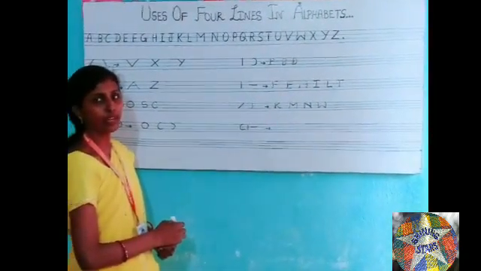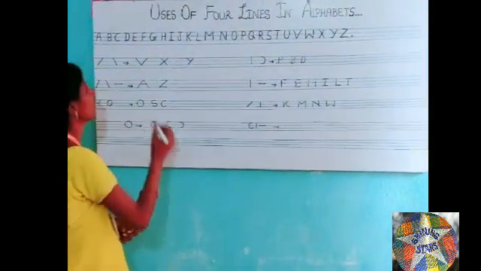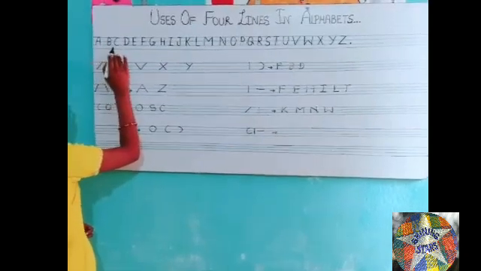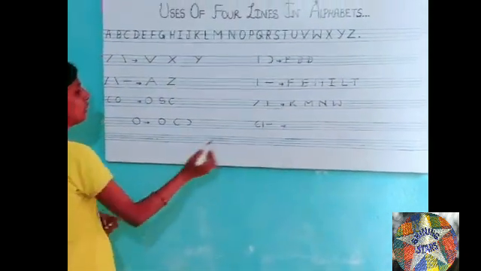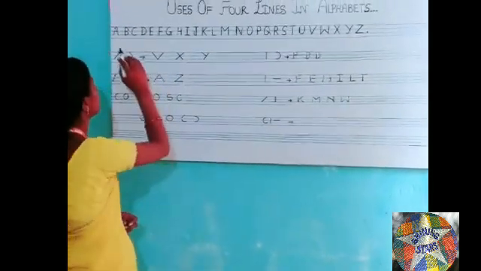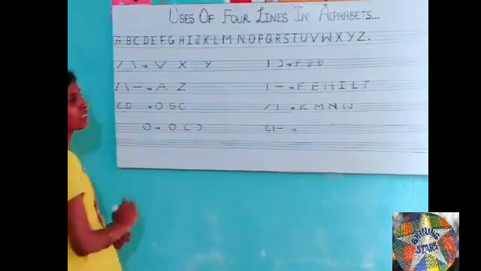which letter can we find? Can you find it? If you find it, then tell me. Anybody there? No. So let us find it again. G. G is semicircle, slipping line and standing line.